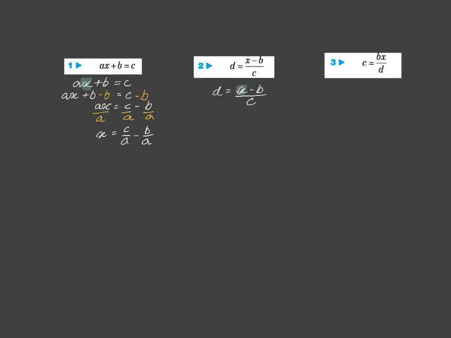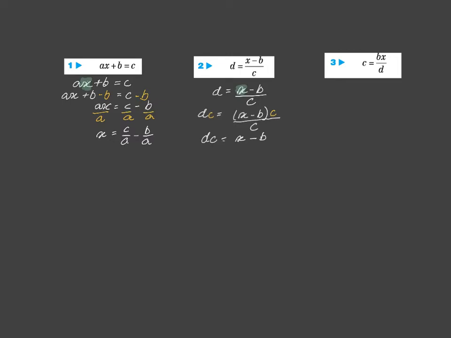In number 2, d is equal to x minus b over c. To get to x, which is at the top of the fraction, and the fraction line behaves like a bracket, you need to multiply both sides by c. On the left, you have d times c, and on the right, x minus b, I've put the brackets in this time, times c. On the left, you have dc, and on the right, c divided by c is 1, and so it will be equal to x minus b. I don't need the brackets anymore.